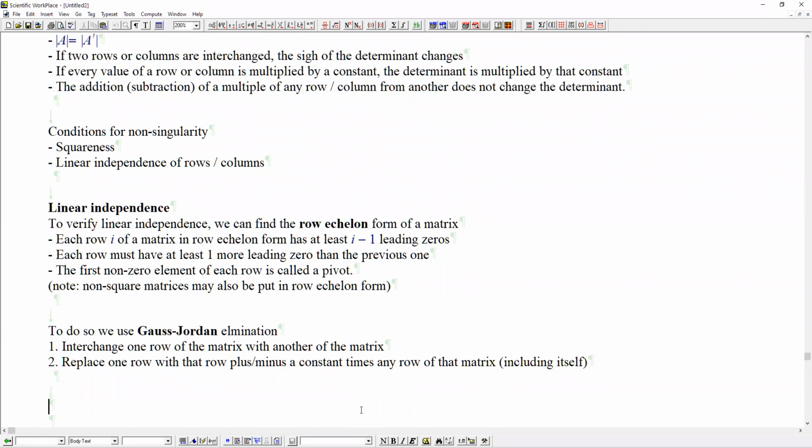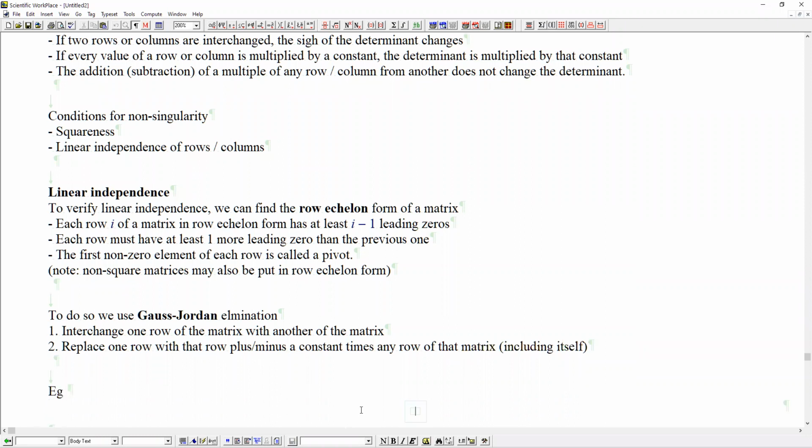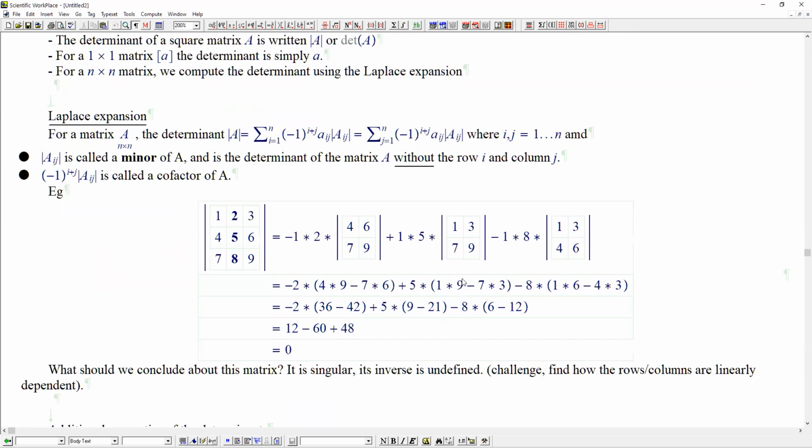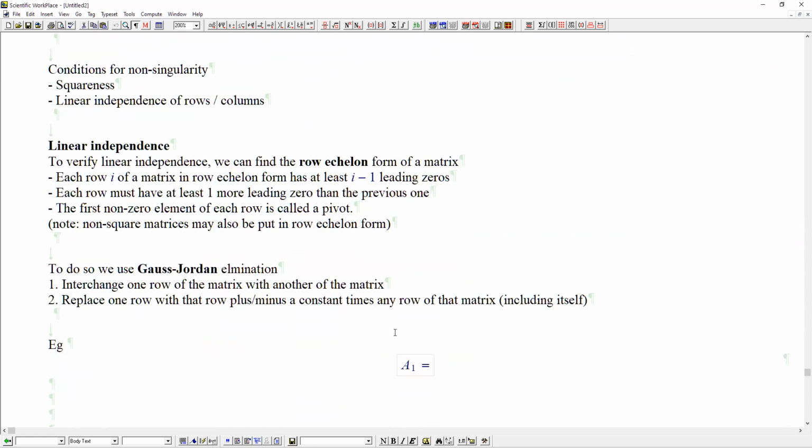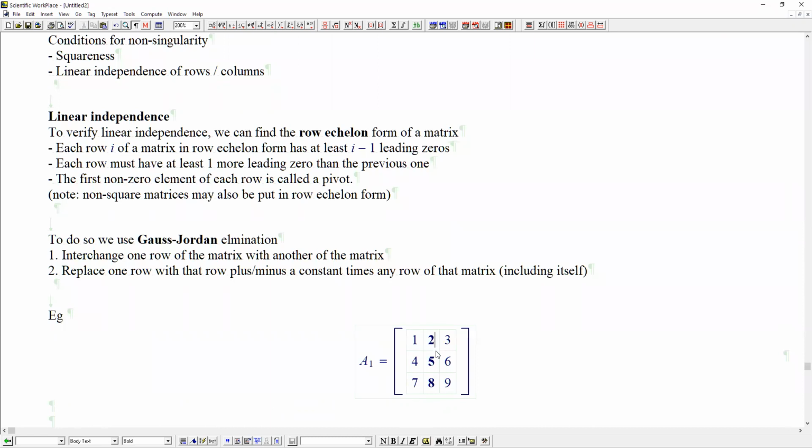All right, so let me show you what this means. Just before we leave, example: A1 equals, let's use the same example as before, 1, 2, 3, 4, 5, 6, 7, 8, 9.